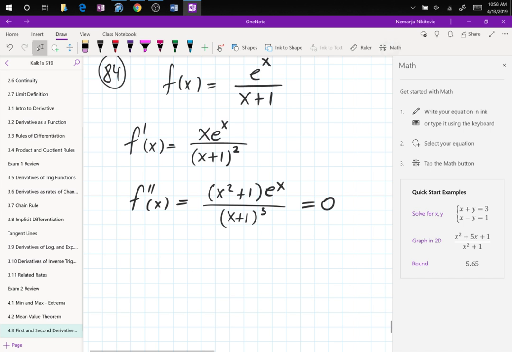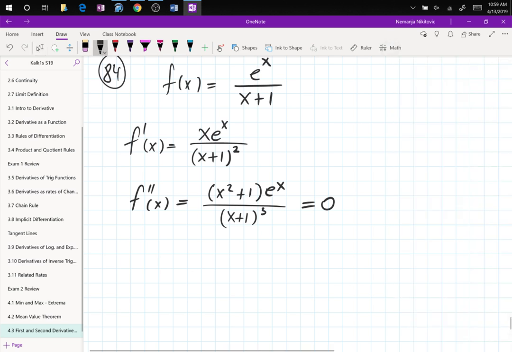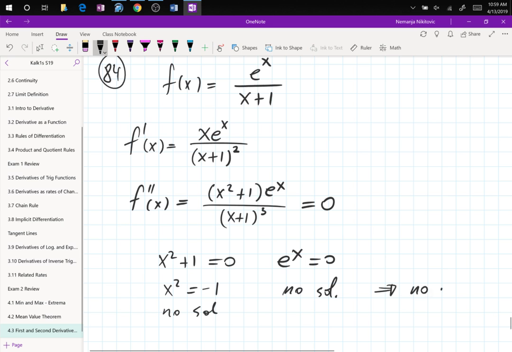So what do we have? Well, the denominator multiplies into 0 and just dies. So I have x squared plus 1 equal to 0 and e to the x equal to 0. No solution on any of them, because x squared is going to be equal to negative 1. You get positive negative i, and e to the x, they don't intersect. So, no solution, no solution. Meaning, no inflection.